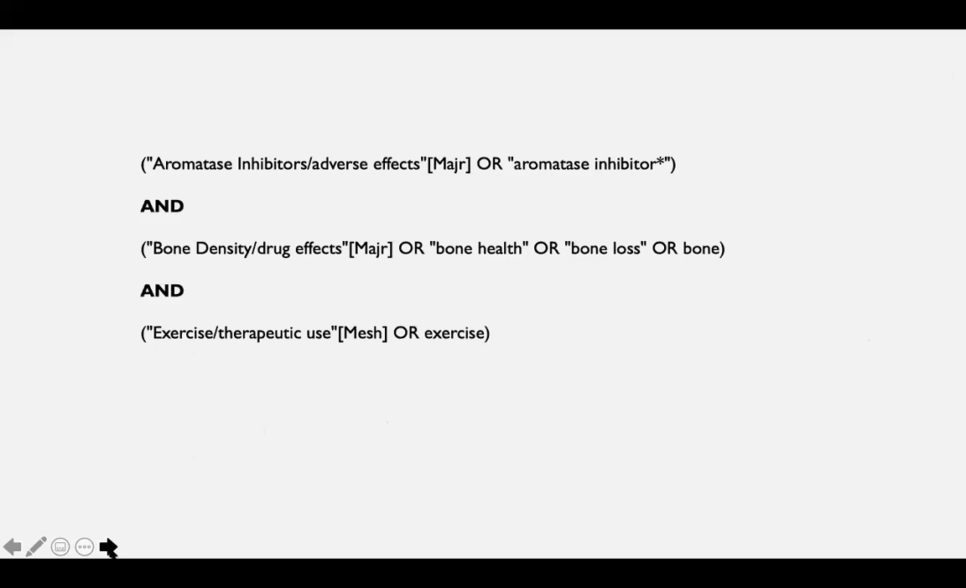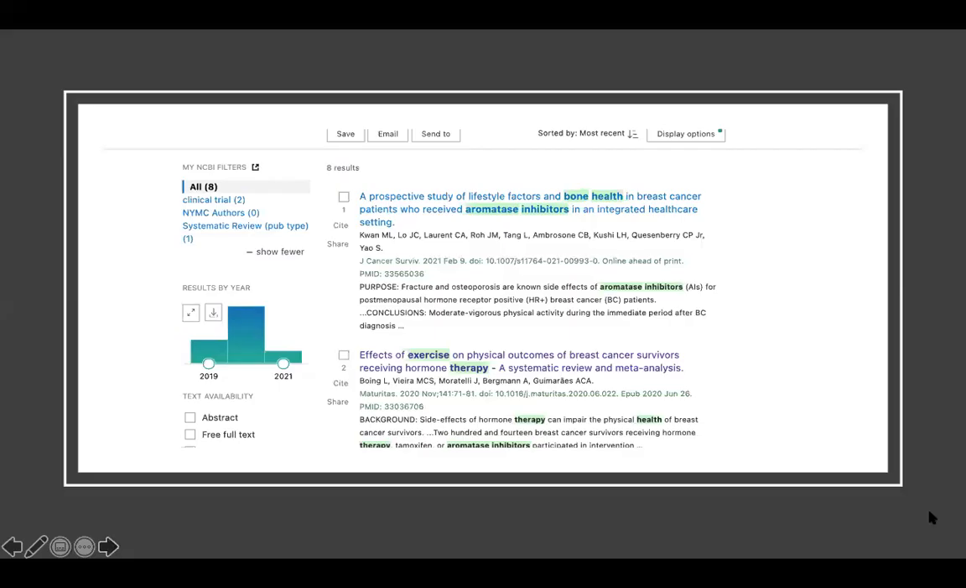So just as an example, I added my third concept here, discovered that there was a MeSH term for exercise. I gave it a subheading of therapeutic use. Again, what is it I want to do with exercise? And I ORed it with a keyword to get the most current results. I only went back a few years just to kind of narrow it down. And I felt I got some really good results here.